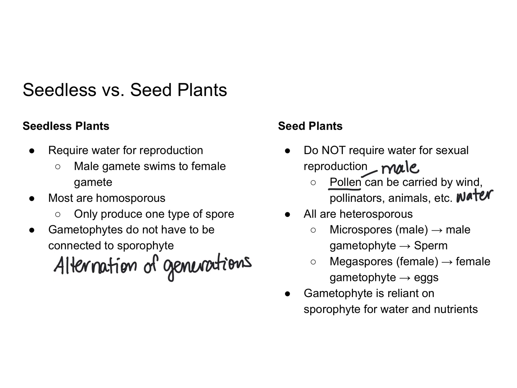In seed plants, all of them are heterosporous, meaning that they produce two different types of spores. Microspores produce the male gametophyte, which produces sperm. And megaspores are the female spores, and they produce the female gametophyte, which produces eggs. Another key difference is that in seed plants, the gametophyte is reliant on the sporophyte for water and nutrients. And so the sporophyte is the more dominant generation, and the gametophyte is a smaller structure that is stuck to the sporophyte.